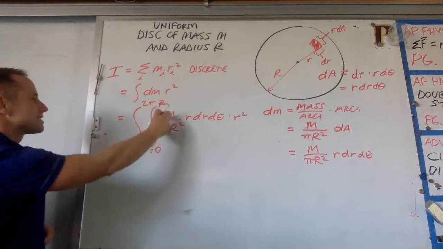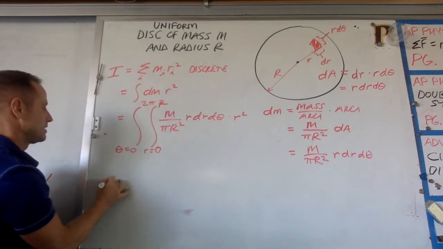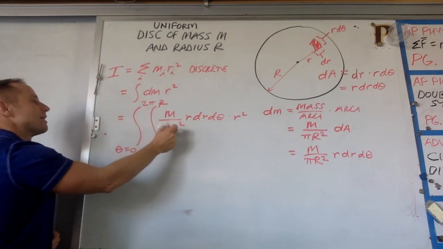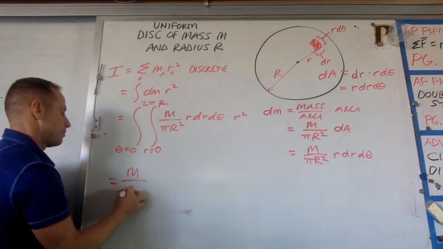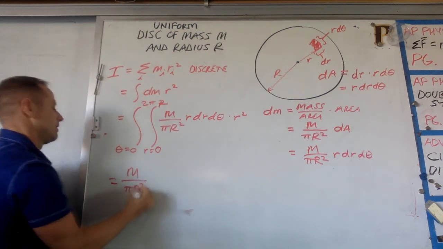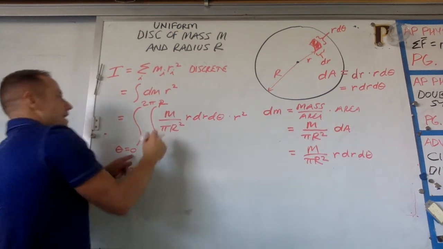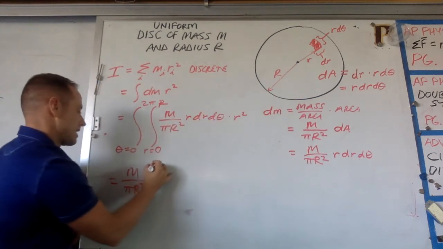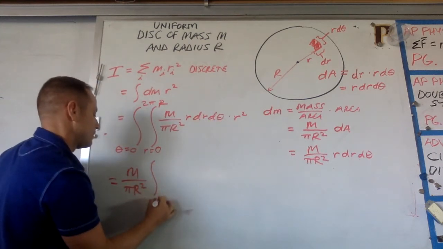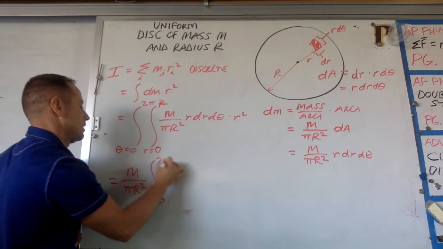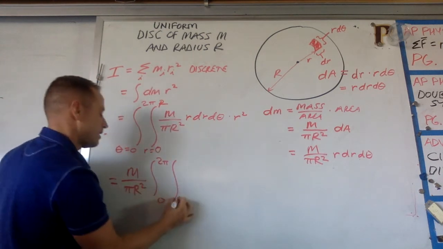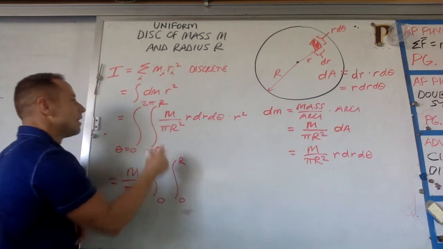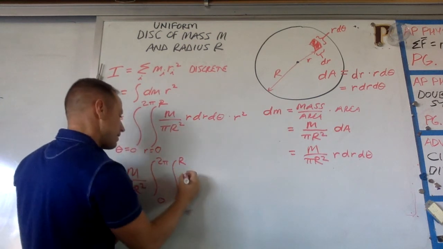Let's get a bunch of constants out in front and make this a little easier on us. So m over pi big R squared, those are just constants. So pull them out, m over pi big R squared, times, now let's get everybody together here. So we've got integral from 0 to 2 pi, theta goes from 0 to 2 pi, integral from 0 to R of r cubed dr d theta.